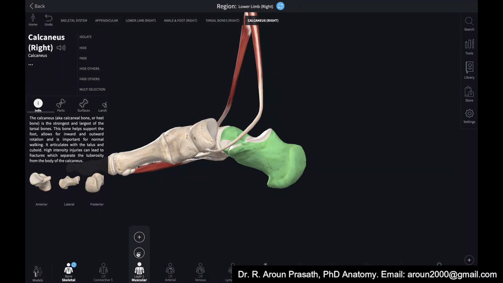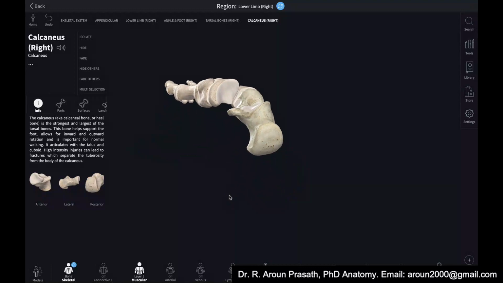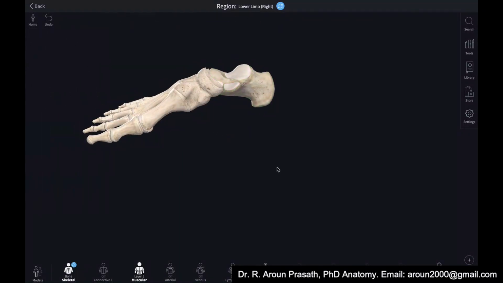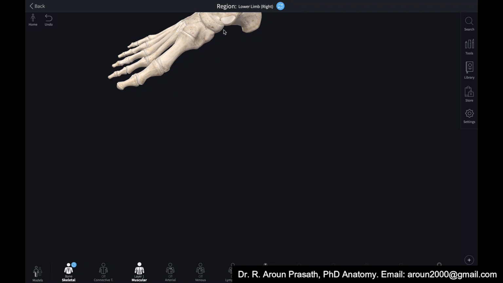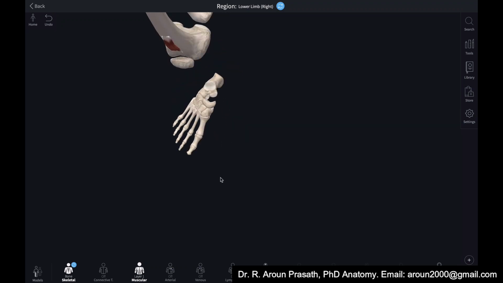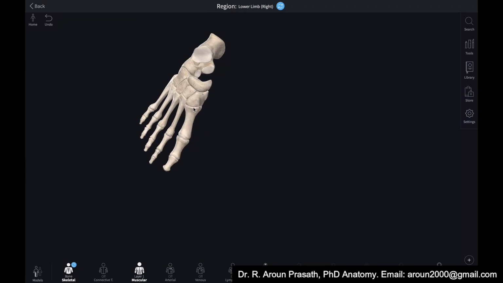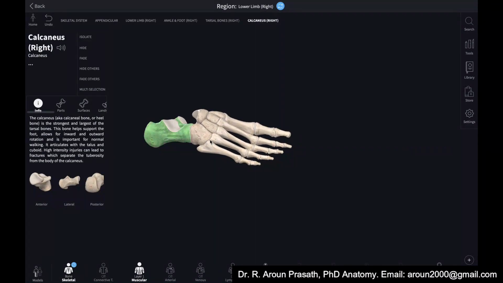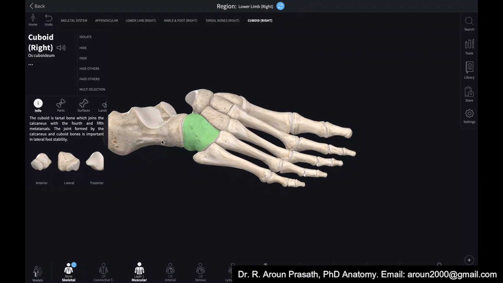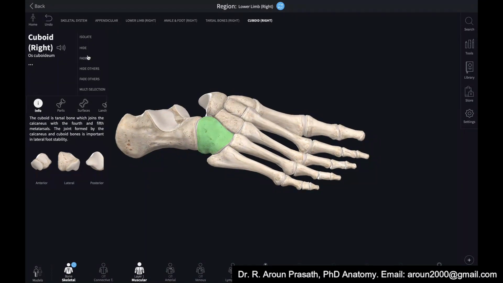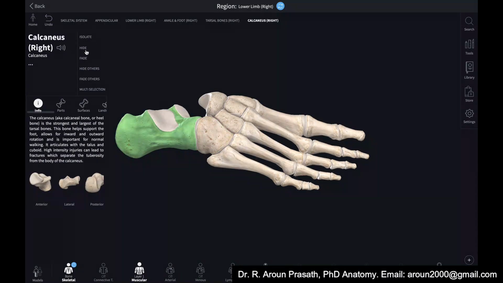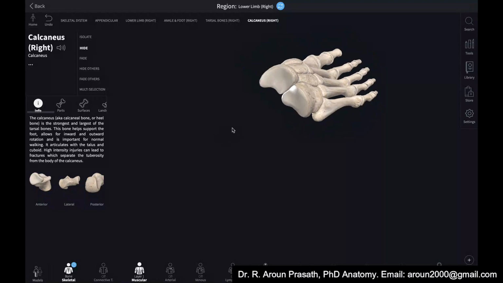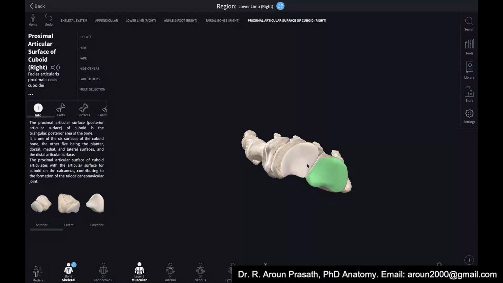Now I will remove the calcaneum. This calcaneum is articulating anteriorly to this cuboid bone. So I will remove the calcaneum now. Now the remaining bone is this cuboid bone.